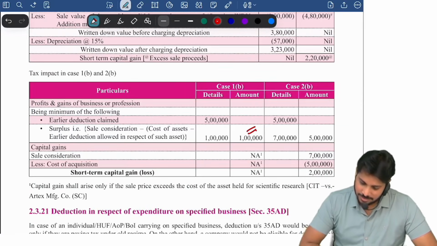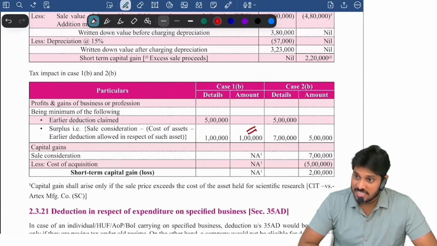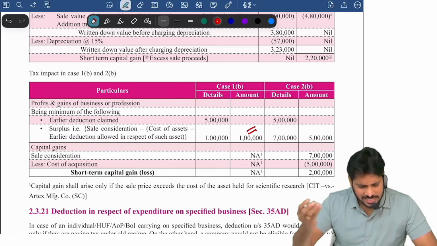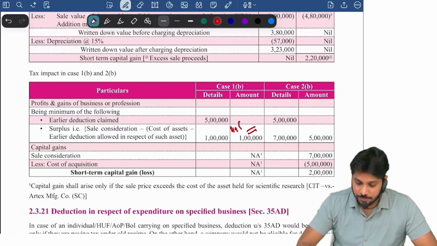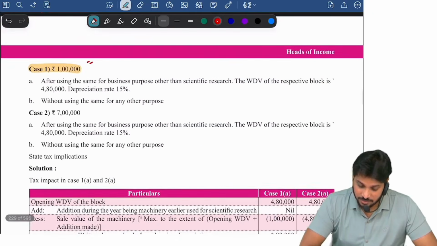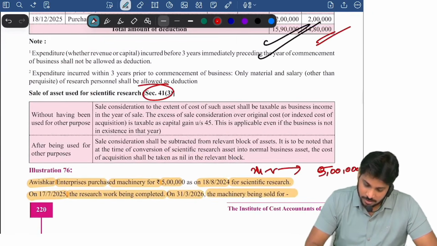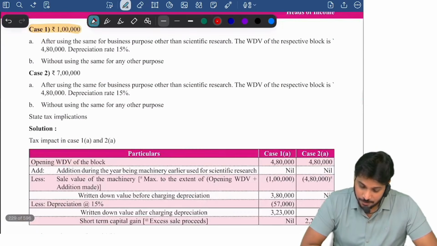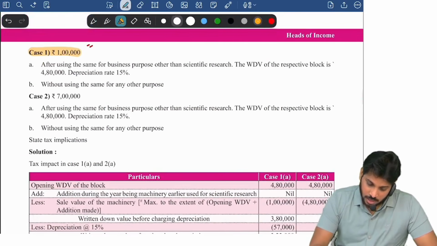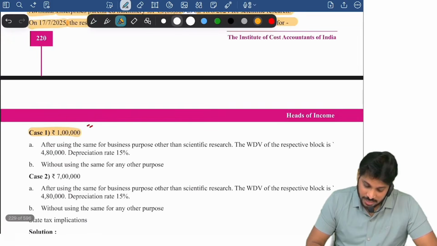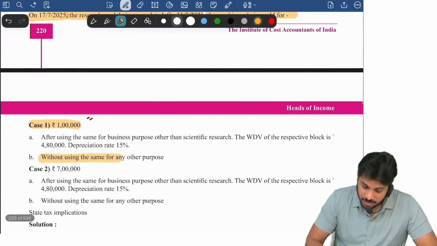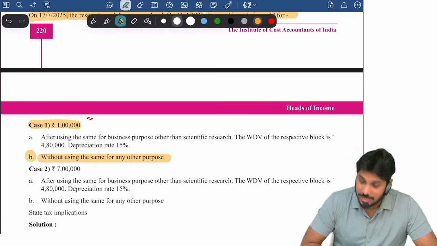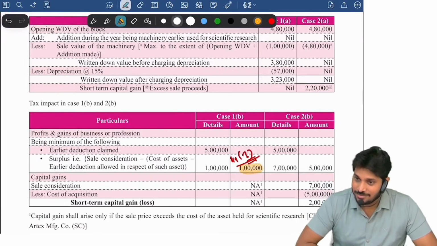1B taxable. 1 lakh is taxable as balancing charge. No. 1 lakh is taxable as deemed profit. 41 subsection 3. It is taxable as deemed profit under 41 subsection 3. Yes or no? Okay. Case 1 lakh. Wait. Without using for some other purpose, in that subpoint B, the answer is 1 lakh taxable.